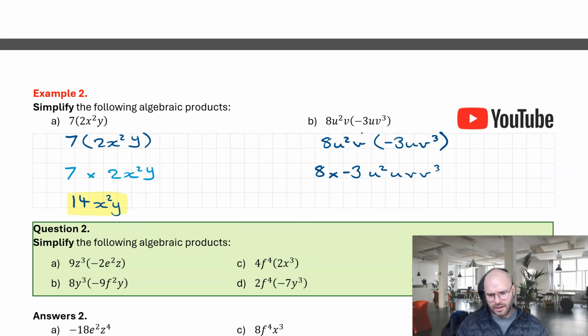Alright, let's simplify it finally. 8 3's are 24. One of them's negative, so the result's negative. I have u's and I have v's. I have a total of 1, 2, 3 u's. I have a total of 1, 2, 3, 4 v's. Therefore, the simplification here is minus 24 u cubed v to the power of 4. So the takeaway here is when we're dealing with brackets, we can just treat the brackets like they're multiplication.